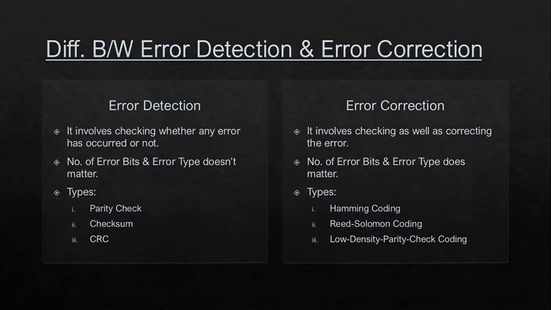The reason is that error detection is only used to detect the error. It doesn't have any concern about what to do with the error bits or type. But for error correction, we need to know what kind of error bits and error types are generated.